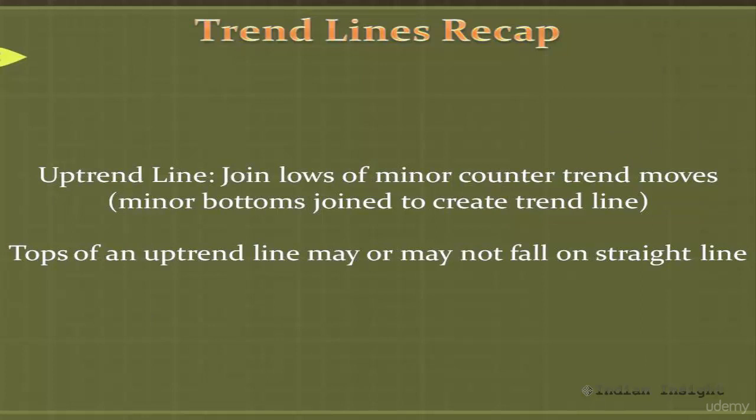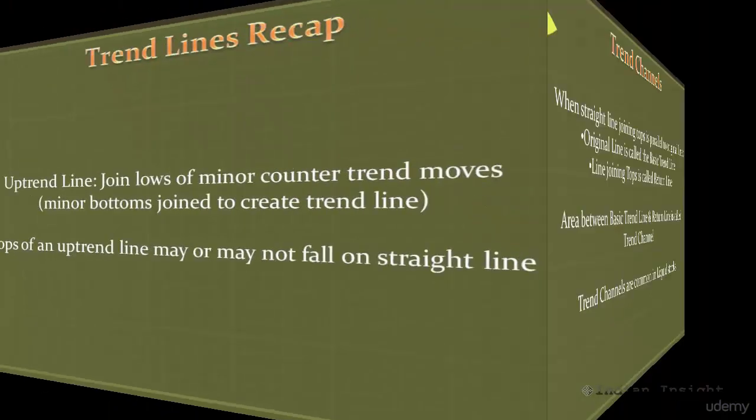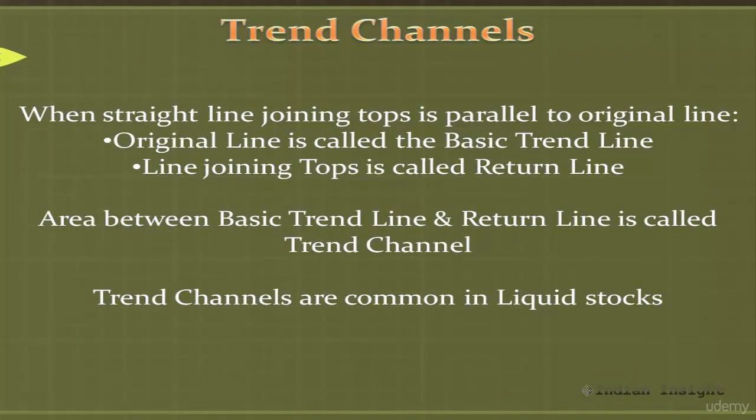We also said that the tops formed in an uptrend may or may not lie on a straight line. However, often it may happen that the tops may lie on a straight line as well, and this straight line may be parallel to the original trend line. We call the original trend line that connects the bottoms in an uptrend the basic trend line, and the parallel line that is formed by connecting the tops in an uptrend is called the return line. The entire area between the basic trend line and the return line is called a trend channel.